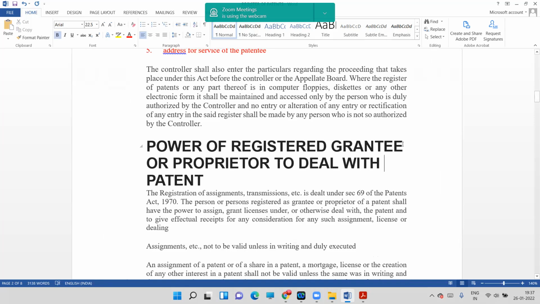Okay. The controller shall also enter the particulars regarding the proceedings that take place under this Act before the controller or the appellate board. अगर कोई proceeding चल रही है उसके against, तो वो भी वहाँ पे उसके जो particulars हैं, जो भी चीजें हैं वो उस पे रहेगा, documents. Okay. Where the register of patents or any part thereof is in computer floppies, diskettes, or any other electronic form, it shall be maintained and accessed only by the person who is duly authorized by the controller, and no entry or alteration of any entry or rectification of any entry in the said register shall be made by any person who is not so authorized by the controller. So authorized person ही access कर सकता है और changes कर सकता है. Okay, now clear.